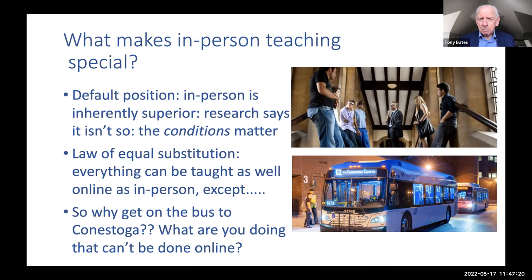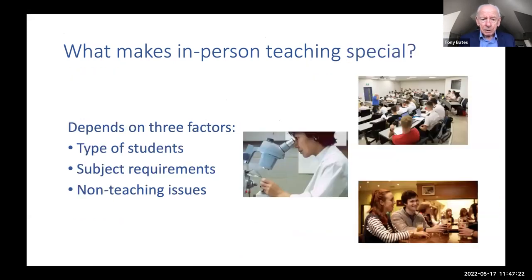Why are the students coming to me? What am I offering them that they can't get some other way? And I suggest there's three different factors that will determine the answer to that question. One is the type of students. The second is the subject requirements. And a third, very important, are a lot of non-teaching issues, which are still very important for learning.